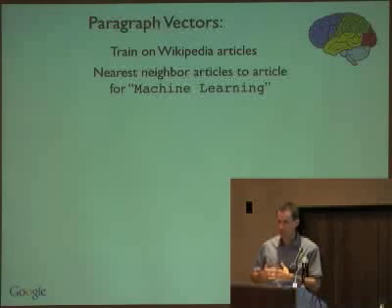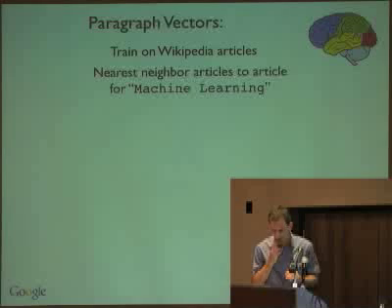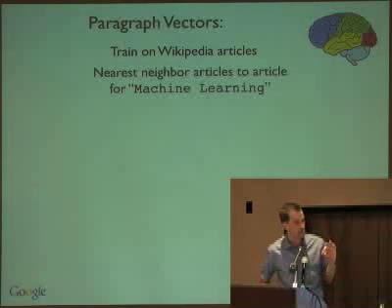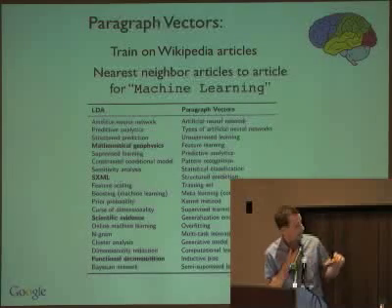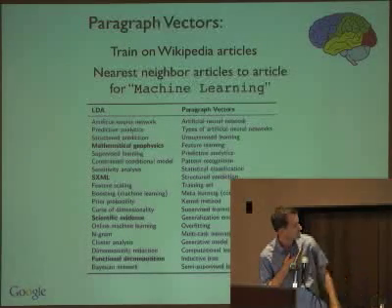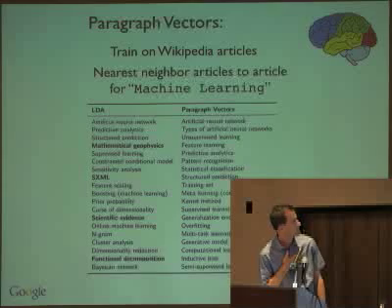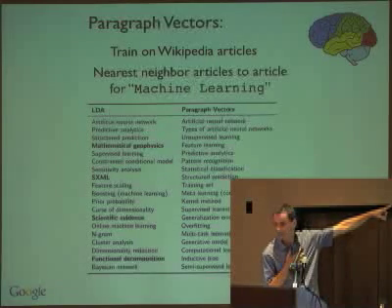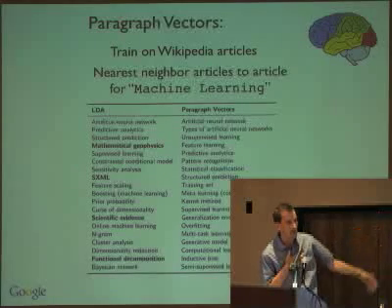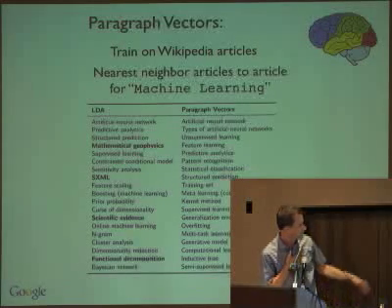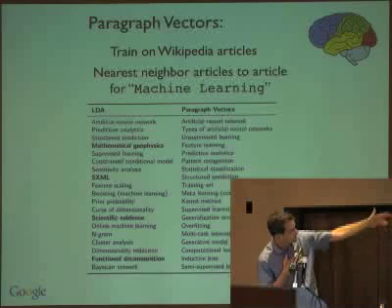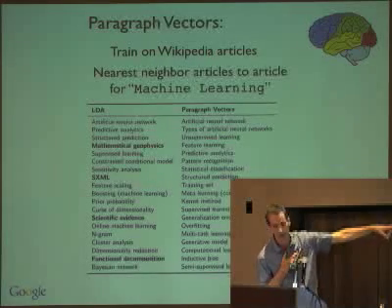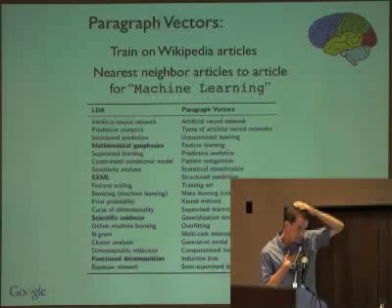So the actual text of Wikipedia articles, no other information. If you look at the nearest neighbor articles to the article on machine learning, you see those on the right. And those are pretty good. There's a version using LDA, which is another technique you might use for topic modeling. They're pretty similar, but there's a bunch of things in the LDA one that are not nearly as on target as the paragraph vectors.